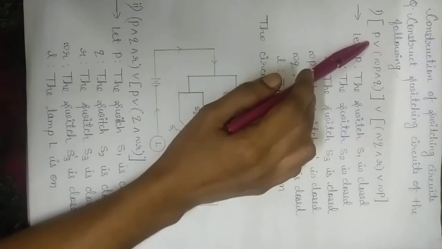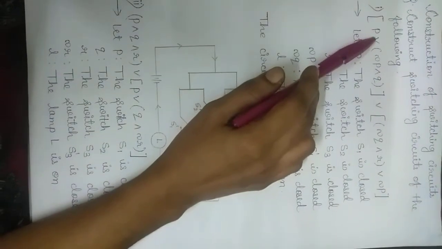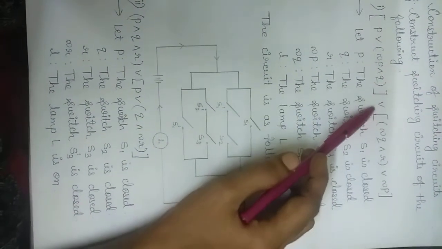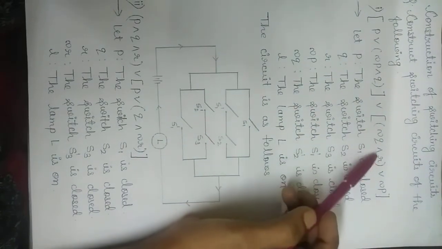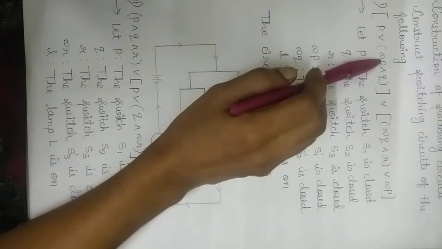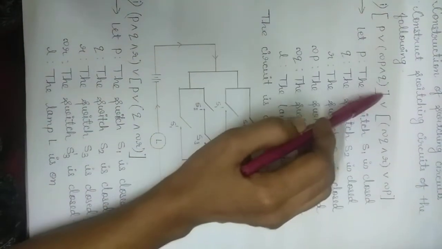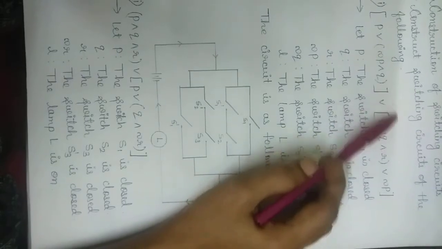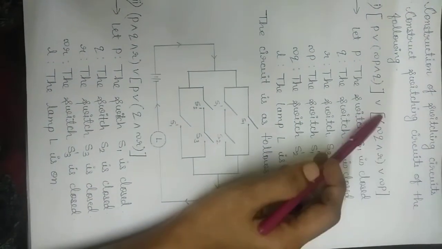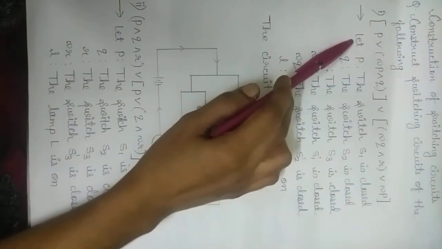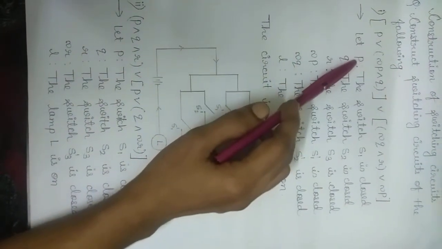Now this is the logical expression given: P or (negation of P and Q), or (negation of Q and R), or negation of P. Now these two statements are given in one bracket. The logical connective is OR given in the middle and these two statements are given in one bracket. Now here we will write the description.